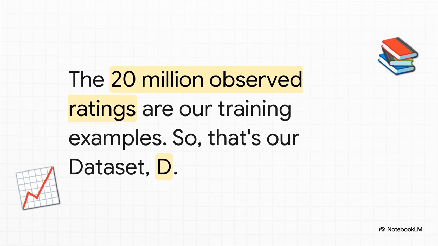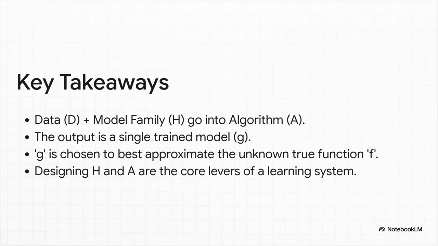How'd you do? So let's just tie this all together with a bow. You take your data, D, and your menu of models, H, and you feed them both into a learning algorithm, A. Out comes a single trained model, G. We choose G because it's our best shot at guessing the unknown perfect truth, F. And the most powerful levers we have as humans in this whole process are picking that menu, H, and picking the algorithm, A, that searches through it.